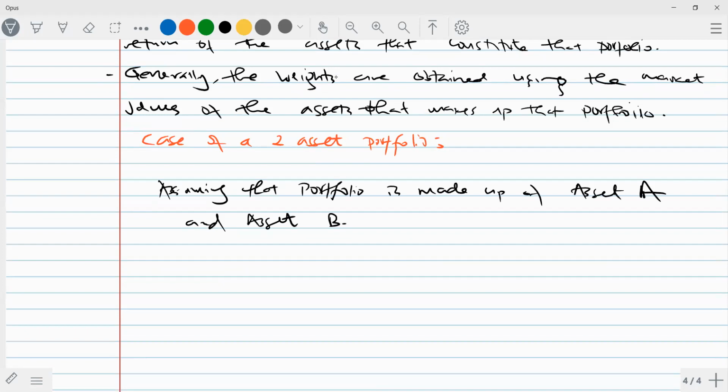So let me just draw a simple table here. This is the asset: asset A, and you have asset B. These are the expected returns from A and from B, or the uncertain return from B. And assume these are the market values. Let me just put the full names here. This is expected return.